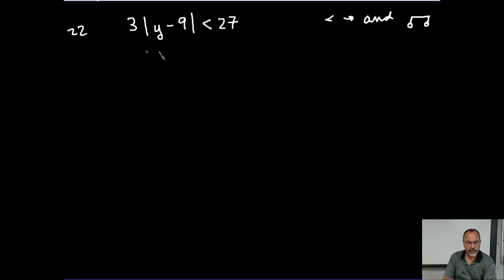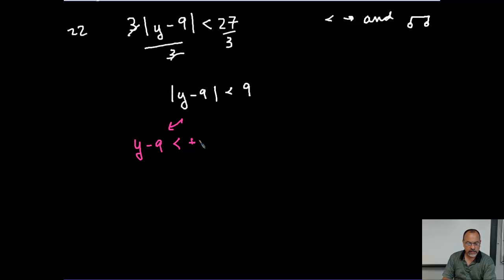So we're going to divide by 3 to begin with so that I get the absolute value by itself first. So I have |y minus 9| less than 9. Then remember, I'm going to create two inequalities from this. So I have y minus 9 less than the positive of this entire side. So y minus 9 less than 9. So y is less than 18. So there is one of my inequalities.